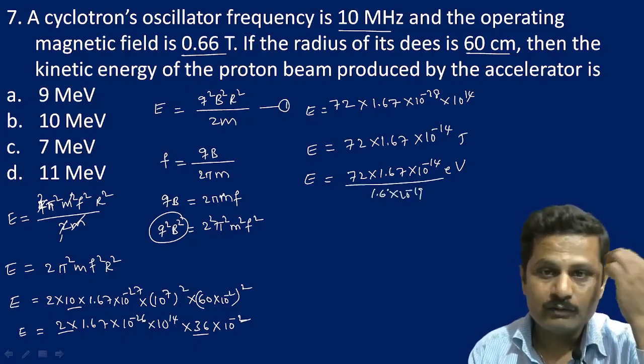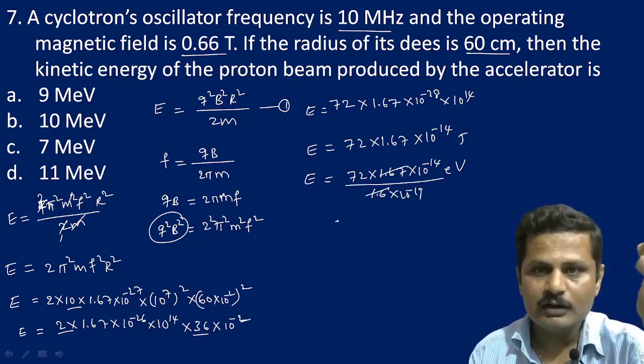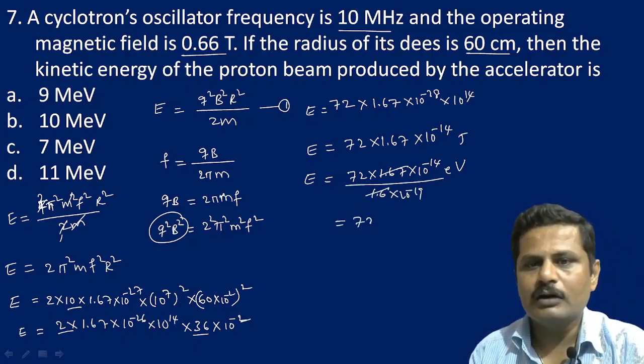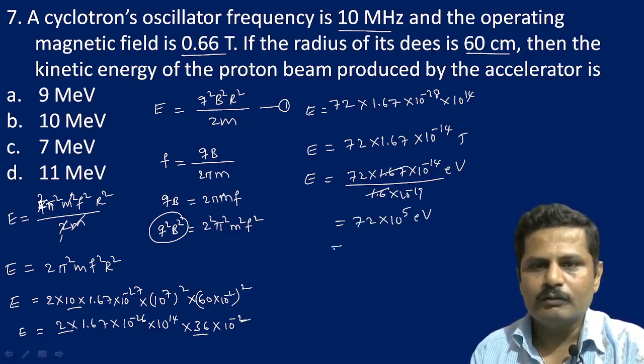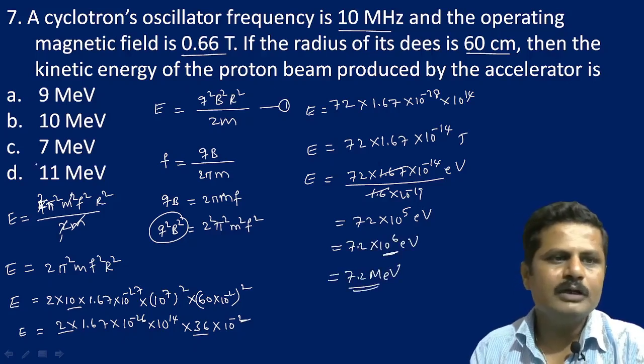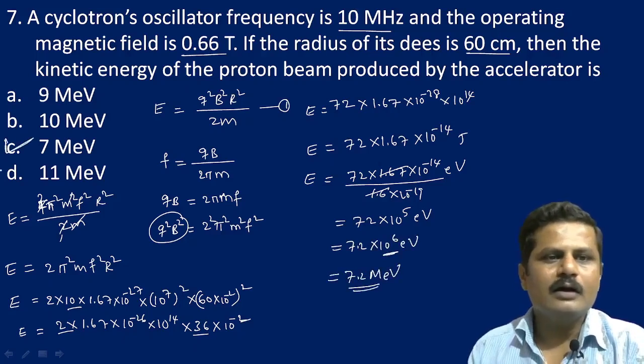On simplifying, 1.6 and 1.67 nearly cancel, and then we will get 72 into 10 to the power 5 electron volt. So we could write now 7.2 into 10 to the power 6 electron volt. 10 to the power 6 is the mega electron volt, so 7.2 mega electron volt. So option C is the right answer.